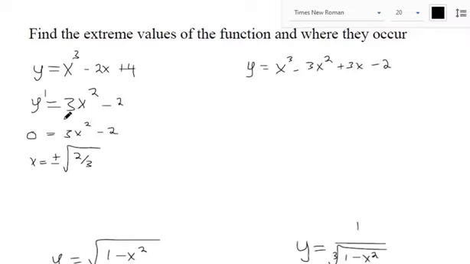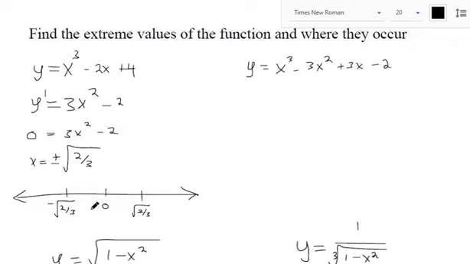Okay, so those are the critical points. We need to figure out whether they really are maxes or mins. So square root of 2/3 and negative square root of 2/3, I'll just draw those on a number line real quick. Oops, it's the square root of the whole thing. Okay. We need to test out points to the left of these critical points and to the right of these critical points to see whether they really are maxes or mins.